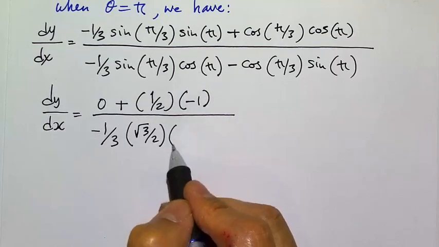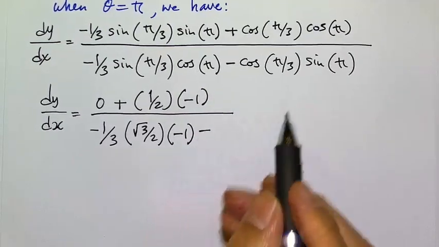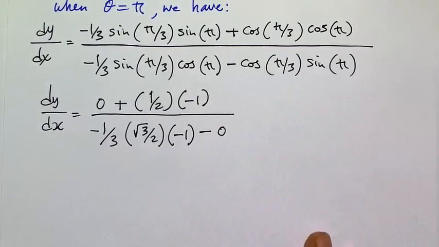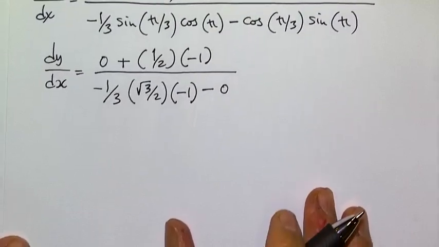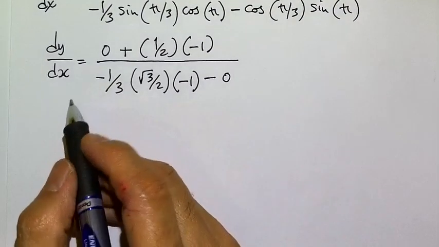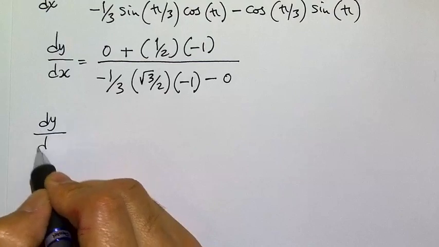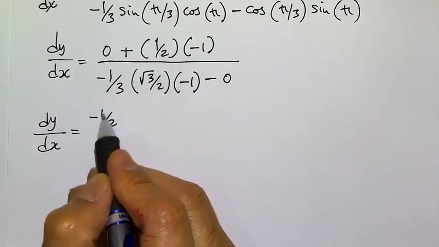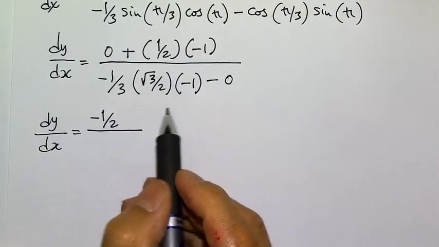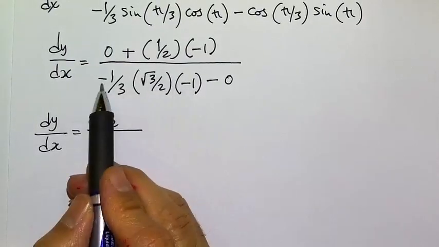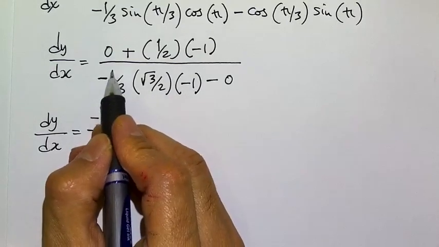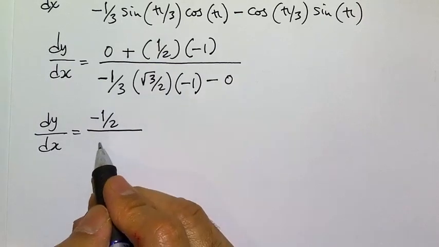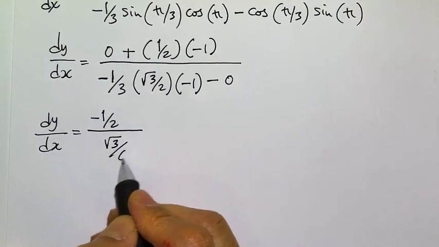Cosine of pi, again, minus 1. Minus sine of pi, once again, it's 0. Multiplied by this, we get 0. Okay, so this simplified much quicker than the previous example. dy/dx, so we have minus 1/2 divided by, minus times minus is positive, square root of 3 over 6, right? So positive square root of 3 over 6.